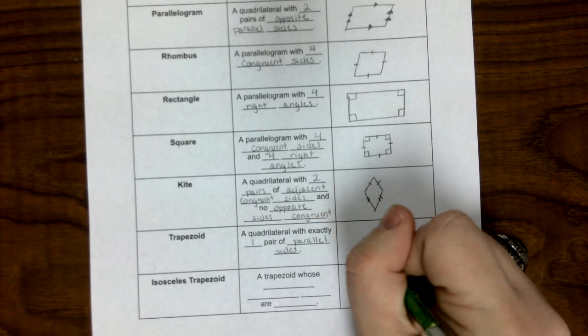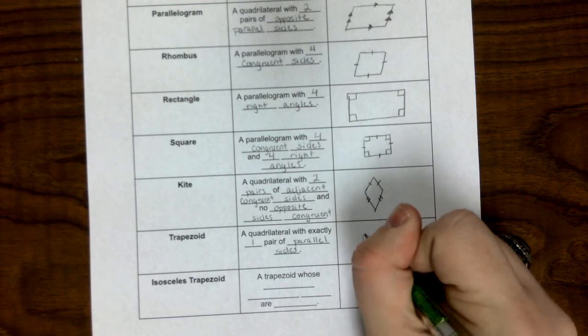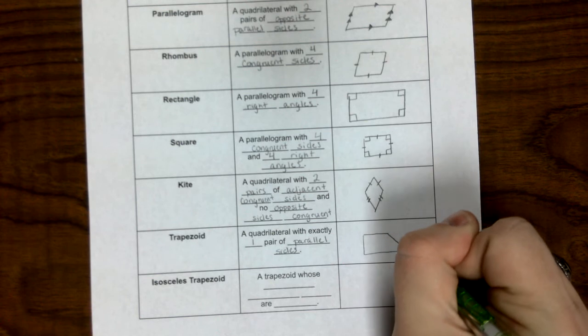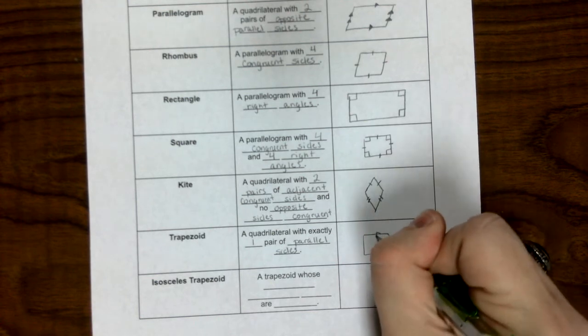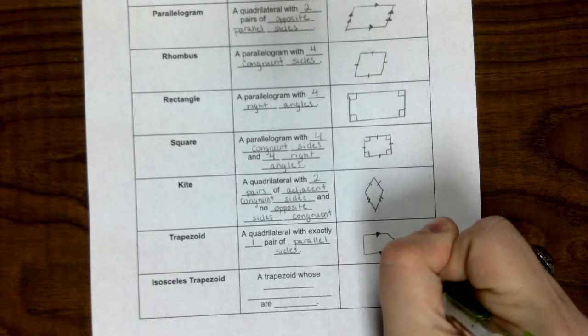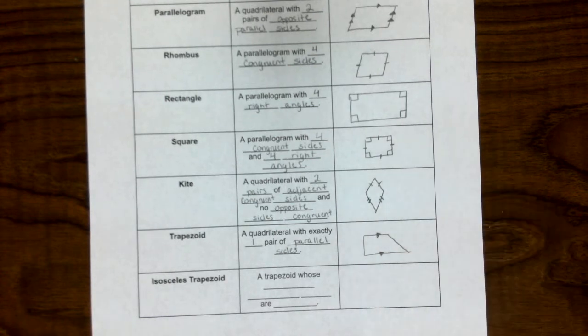One pair and one only. So we could draw something like this. Make the bottom a little longer and then do that. So I'm going to say that this is parallel to that. Okay. Only one pair of parallel sides.